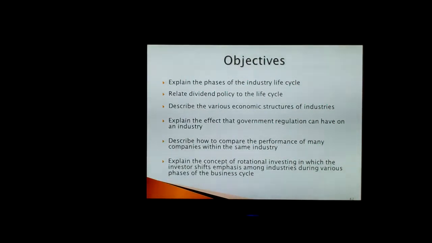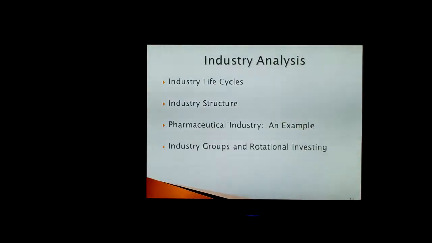Describe the various economic structures of the industry. Explain the effect that government regulation can have on an industry. Describe how to compare the performance of many companies within the same industry. Explain the concept of rotational investing, in which the investor shifts emphasis among industries during various phases of the business cycle.